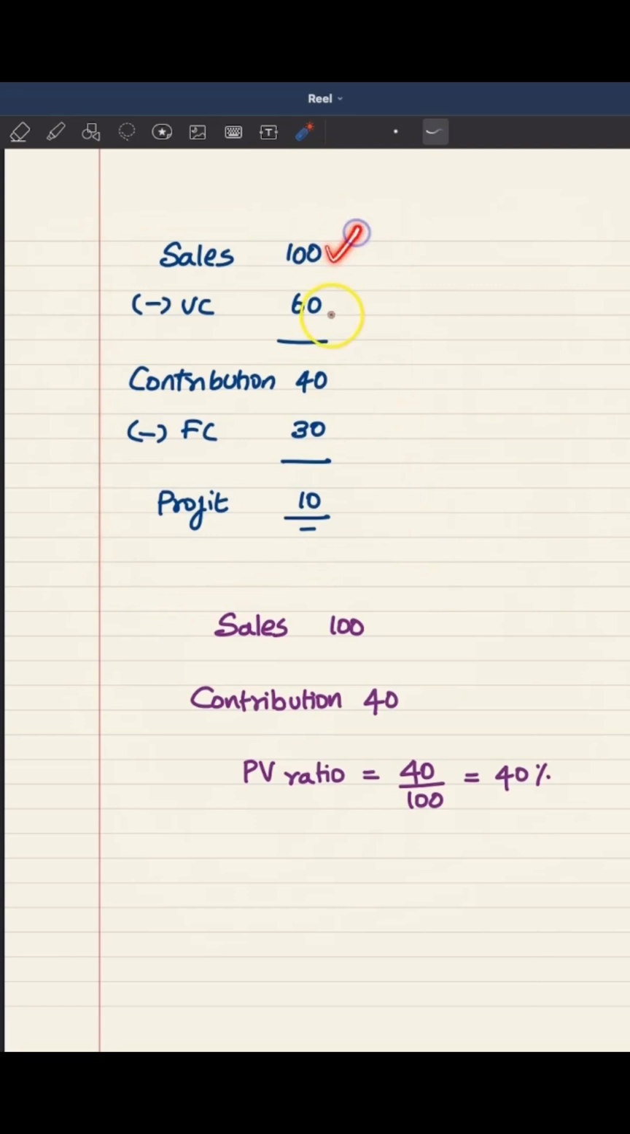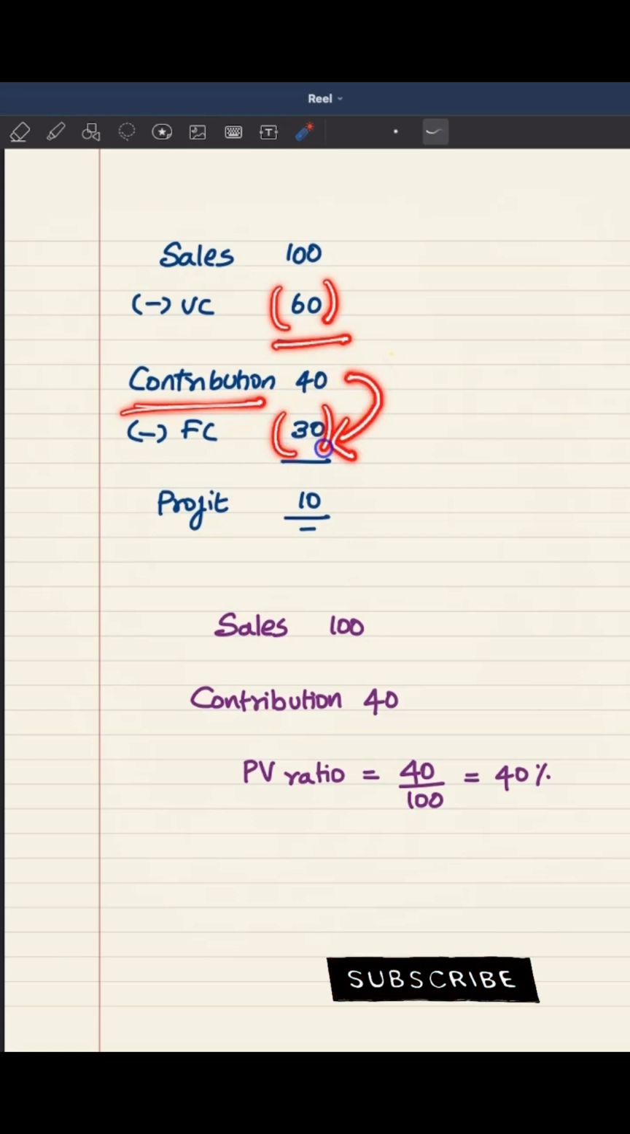Here sales is 100, variable cost is 60% of sales. So 100 minus 60 gives you a profit. We call this profit as contribution, because it is going to contribute to recover the fixed cost. Look at here, fixed cost is 30. So 40 minus 30, you get the net profit as 10.